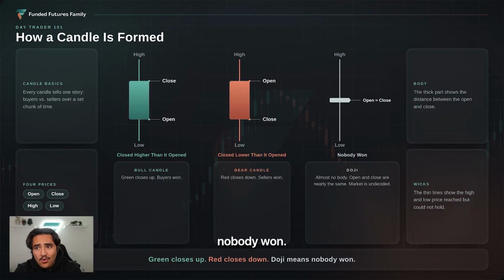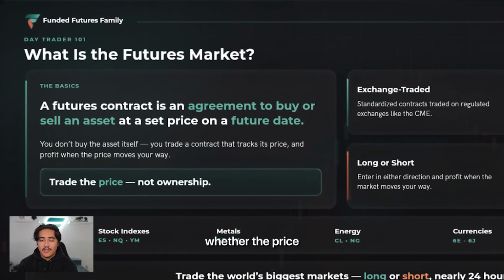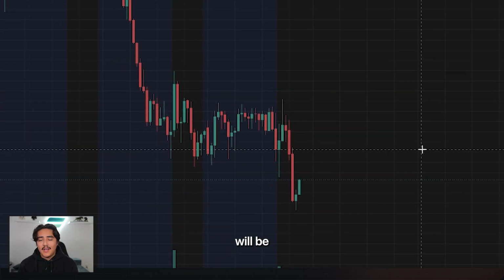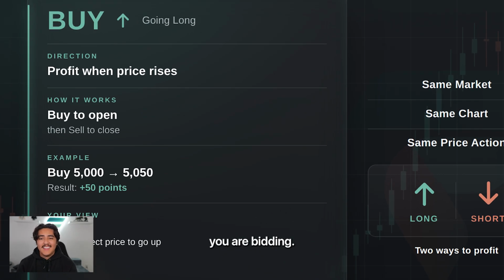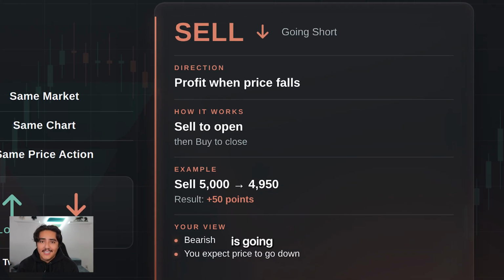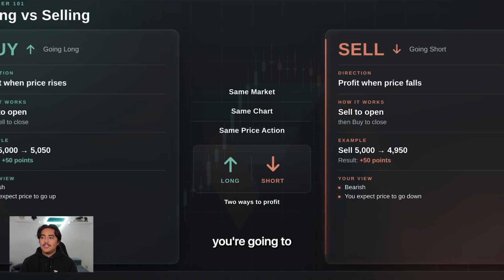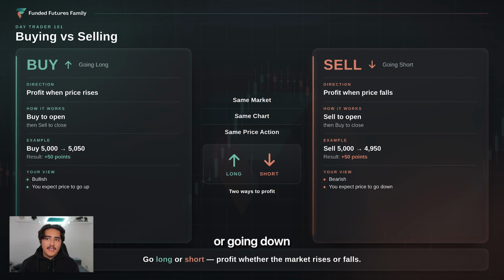Doji means nobody won. A futures contract essentially is going to bid on whether the price of the market will be going down or up. We have 2 options in order to place a contract: sell or buy. If you are buying, you are betting that it is going to go up. If you are selling, you are betting that the contract is going to go down. Of course, you're going to be betting on whether the contract will be going up or going down in the near future.